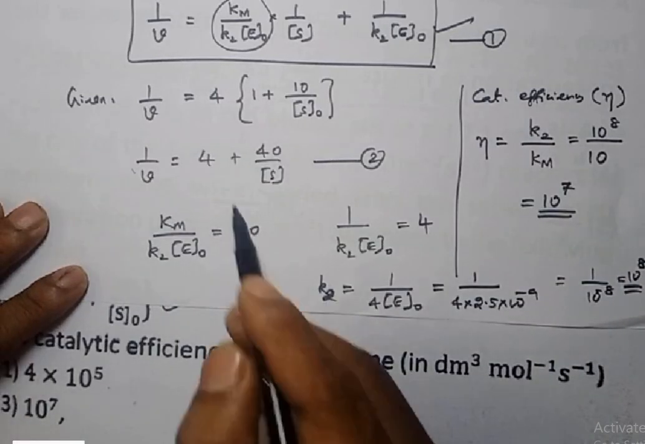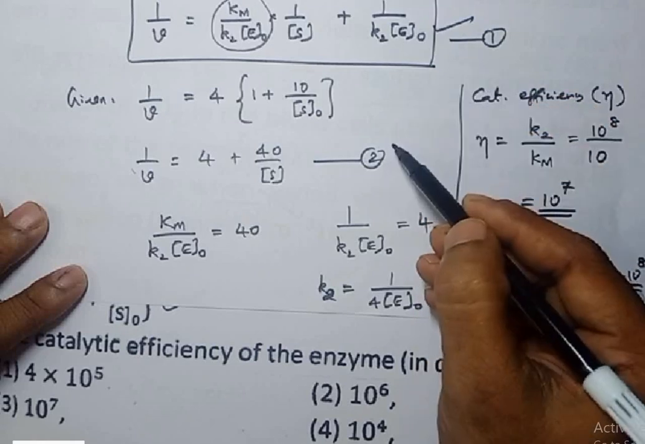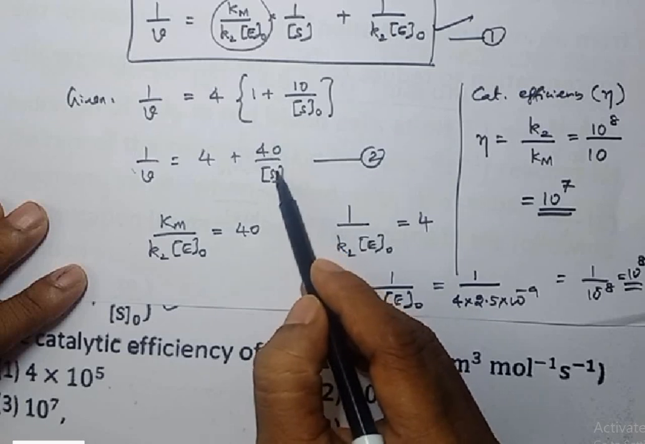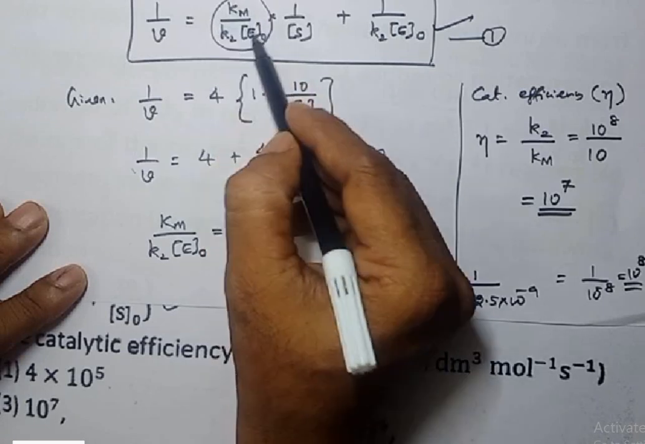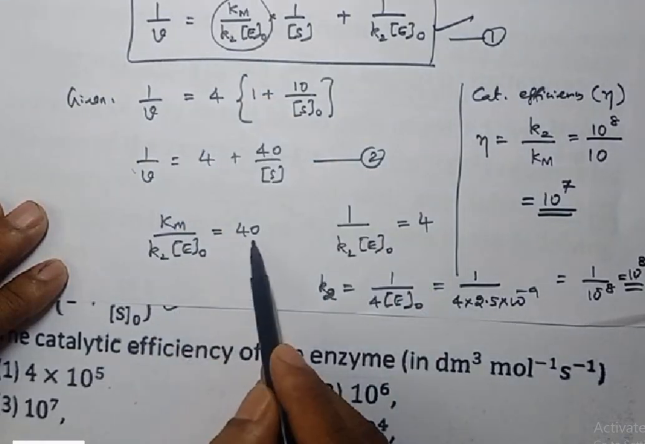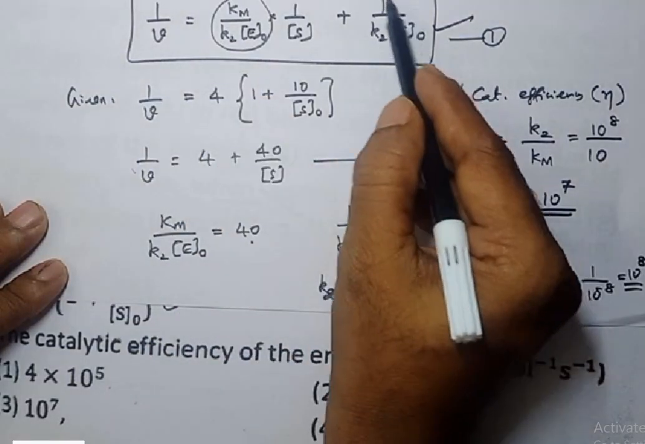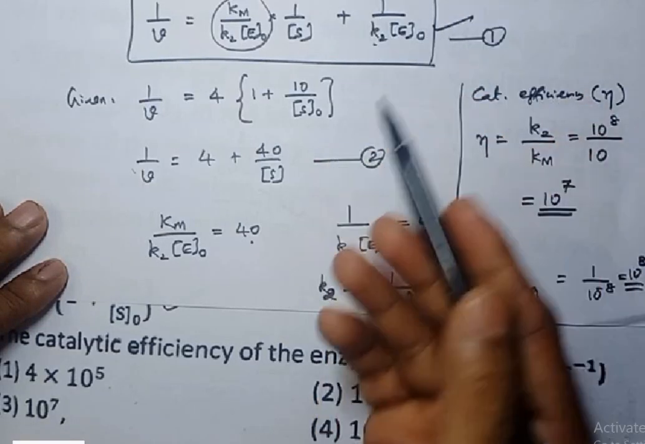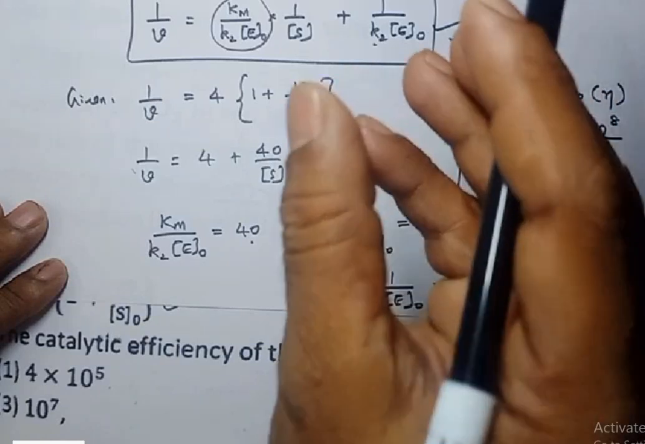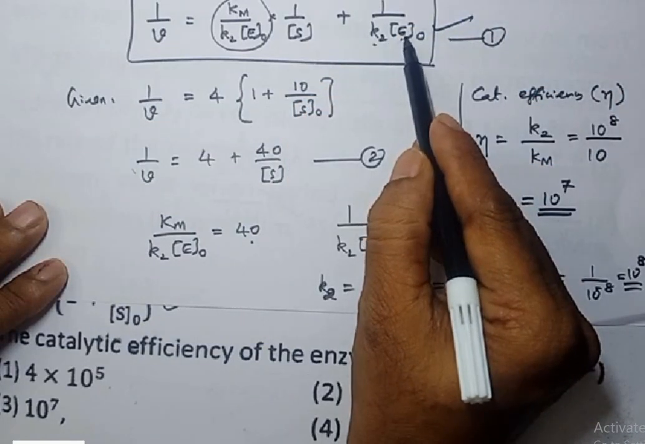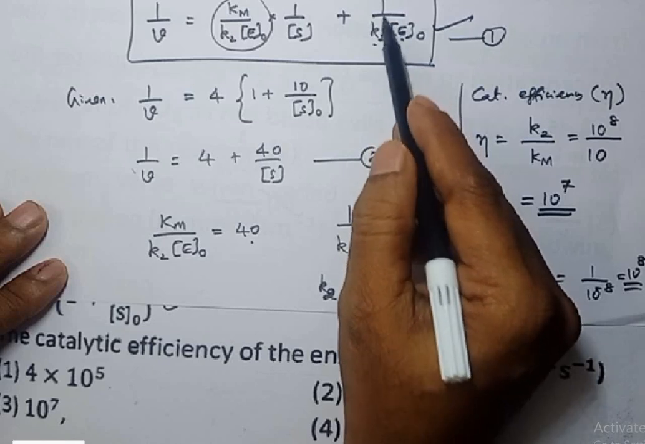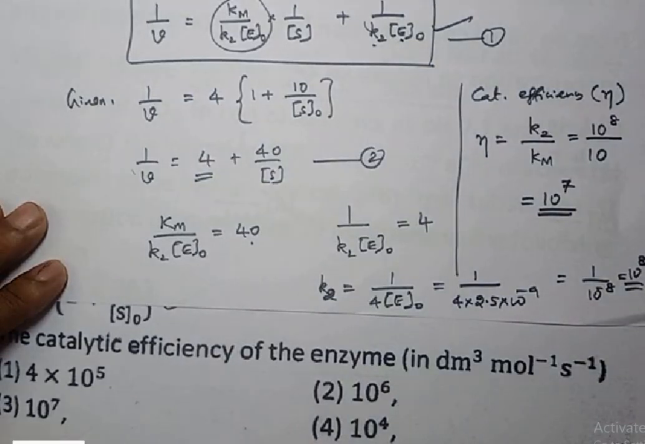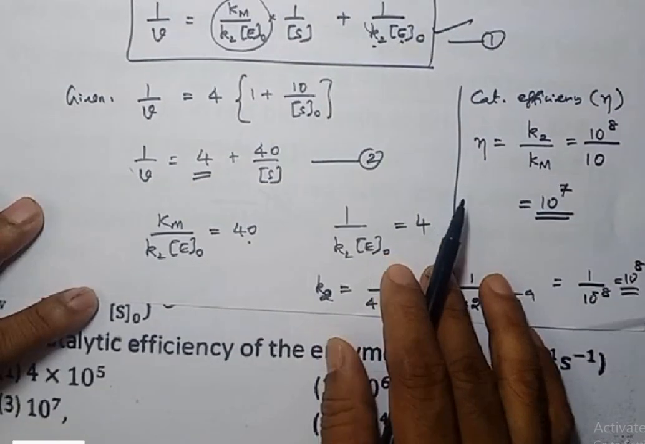See what I did here. I just compared equation 1 and 2. By comparing this, listen, I have a 1 by S term here. Similarly, I have a 1 by S term here. Therefore, this number 40 is supposed to be equal to this quantity. So, Km by K2 into E naught equals 40. And here, K2 is a constant. E naught is the enzyme concentration. You know very well, the enzyme is a catalyst here. So, the concentration of the catalyst remains the same. So, this is also constant. Constant into constant is constant. This quantity, 1 by K2 into E naught, is absolutely constant, and that should be equal to this constant 4. So just take this down.